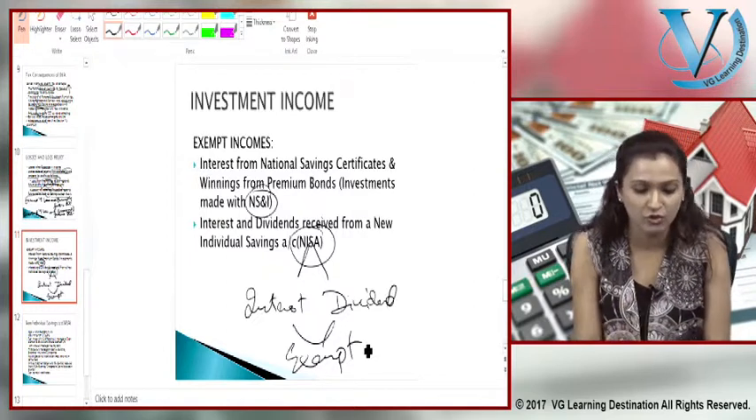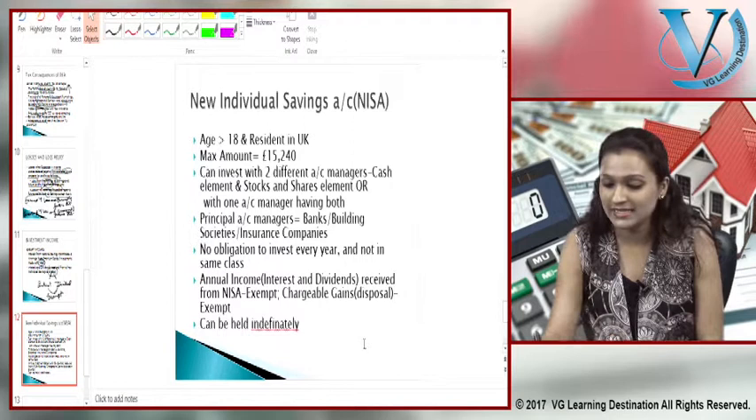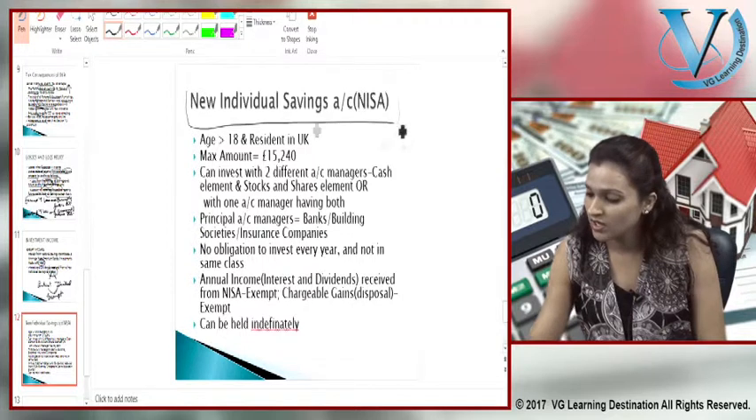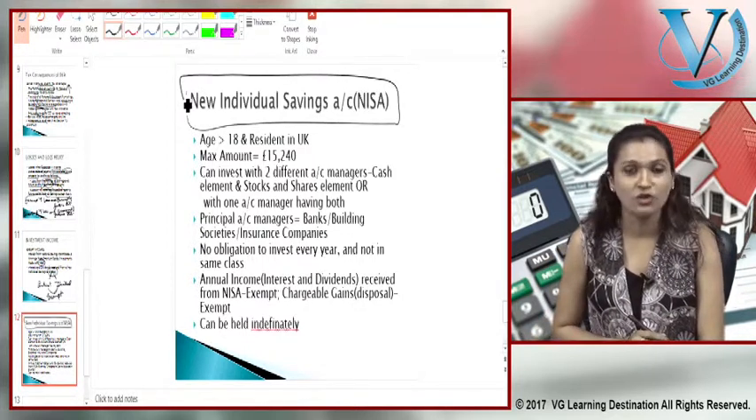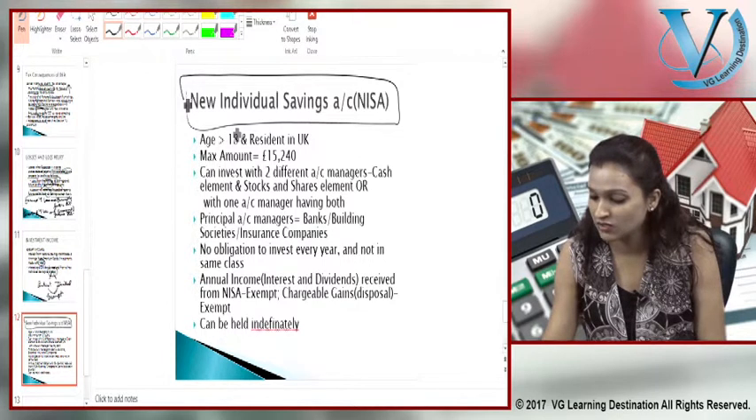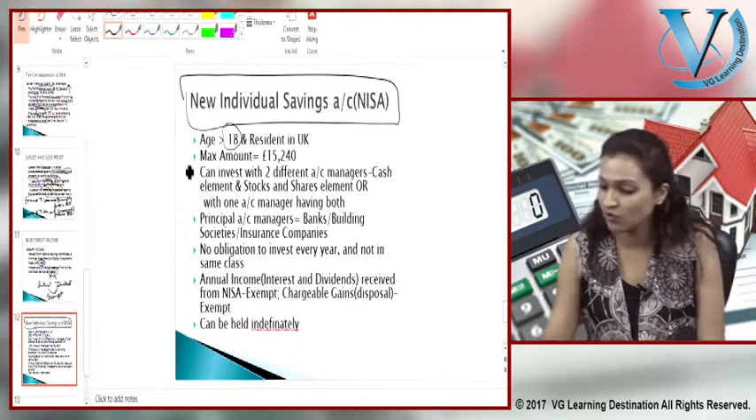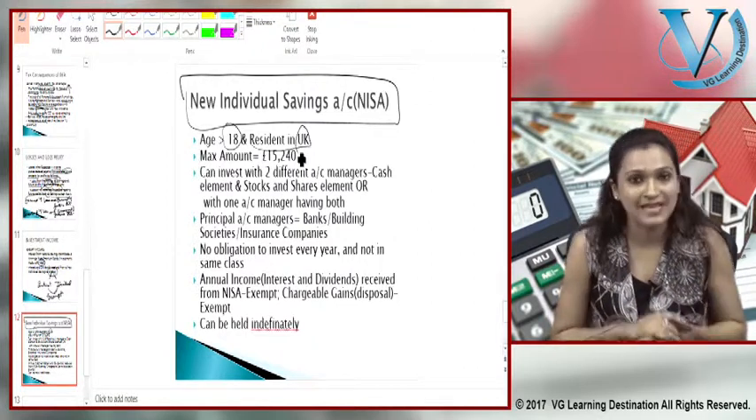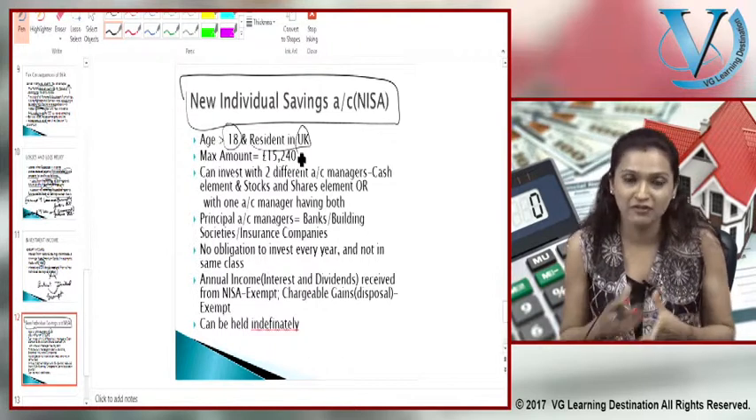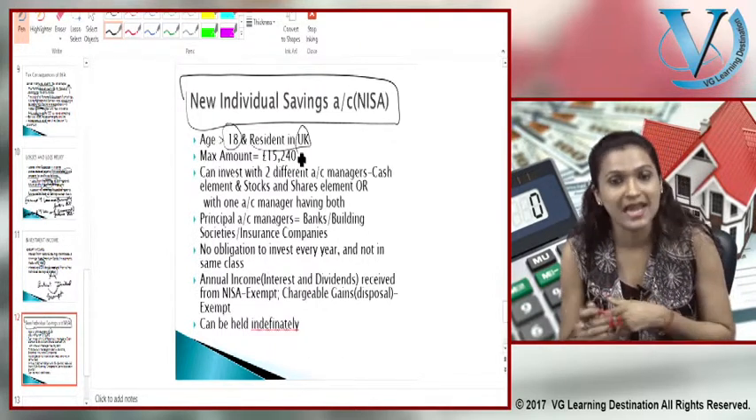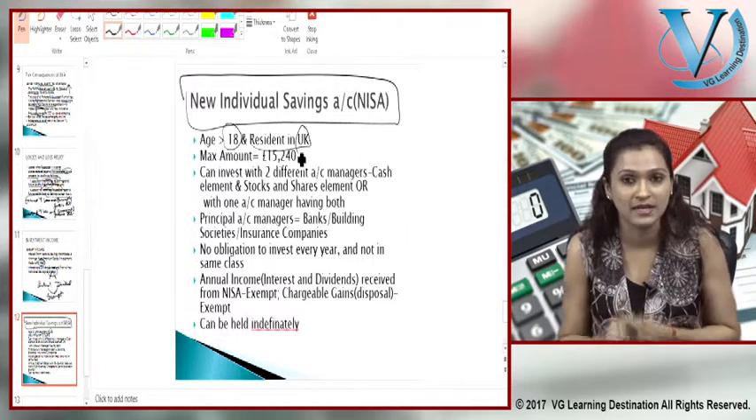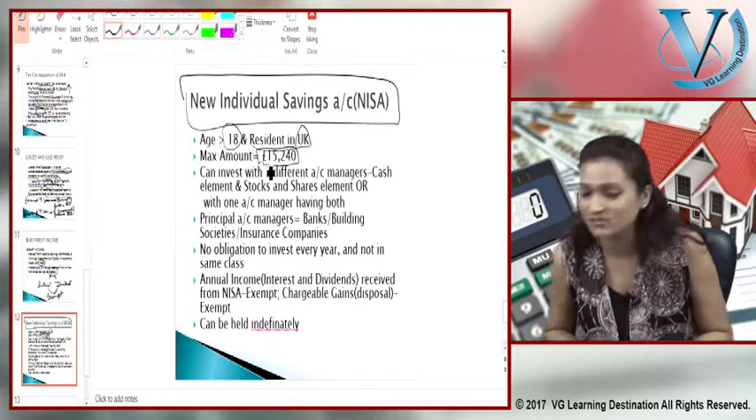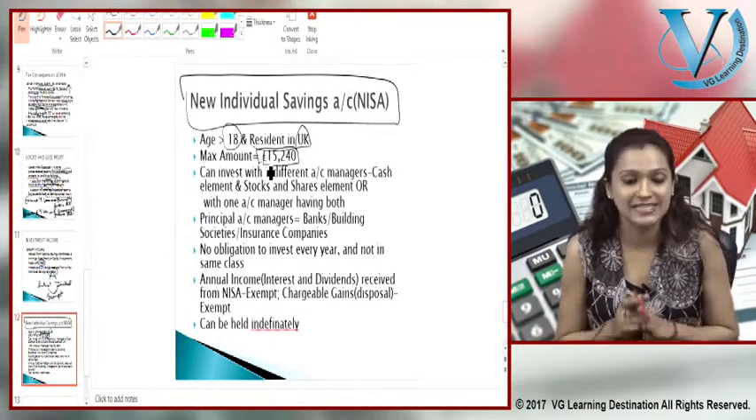Now from a theory point of view, you need to know a little bit about your NISA account, which is a new individual savings account. In order to open this account, you need to be at least 18 years of age and a resident of the UK. Only then can you open a NISA account. Income arising from it in the form of interest and dividends is exempt up to the threshold limit of £15,240 for 15-16.